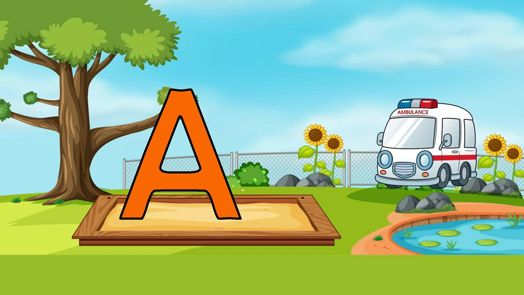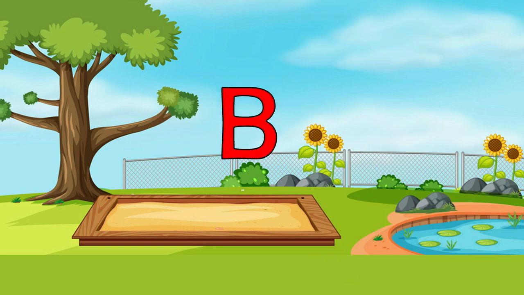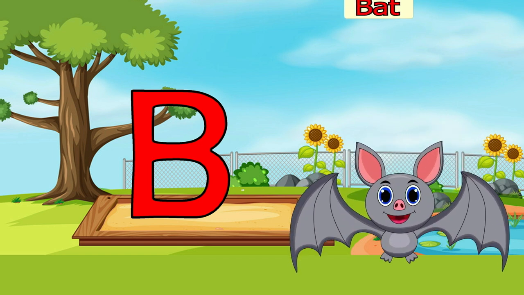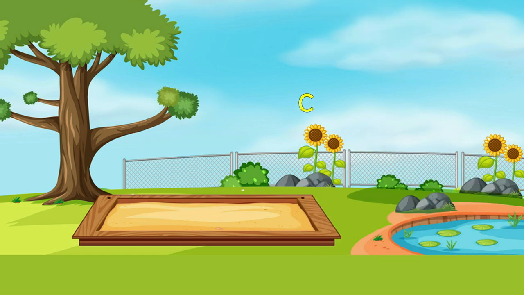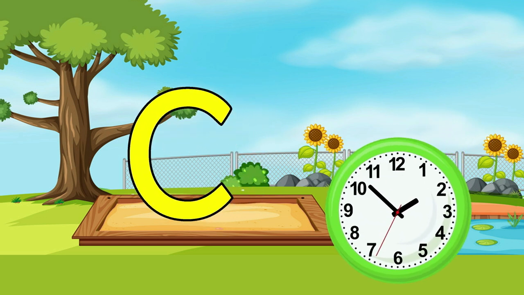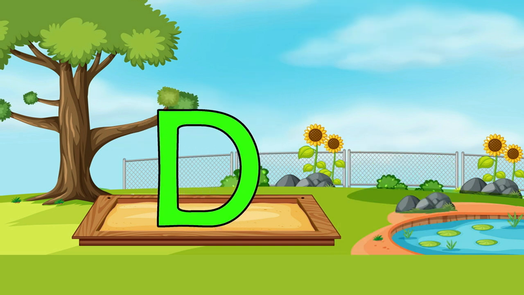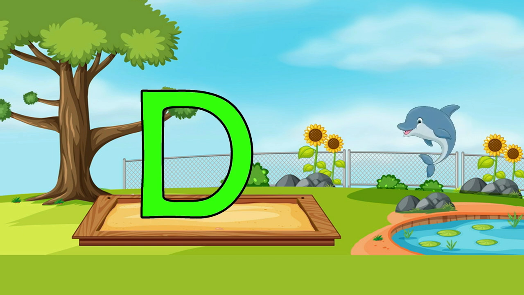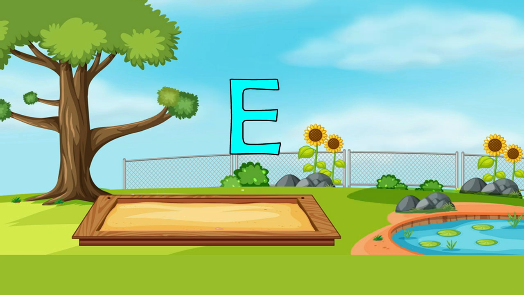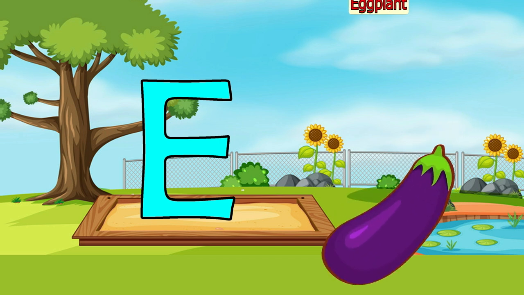A is for ambulance. B is for bed. C is for clock. D is for dolphin. E is for eggplant.